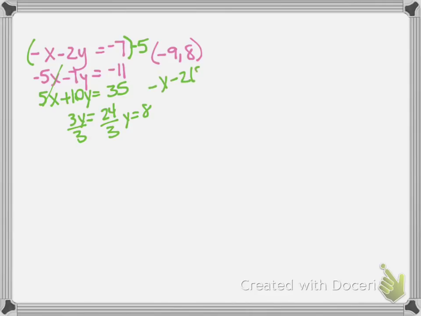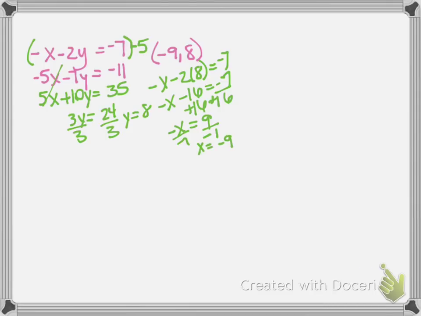So negative x minus 2y times 8 equals negative 7. I went into that one because it was smaller numbers, and I felt that would be easier. So I'm going to add over that 16. And so then negative x equals 9. So then I have to divide by negative 1. And x equals negative 9. So my answer is negative 9.